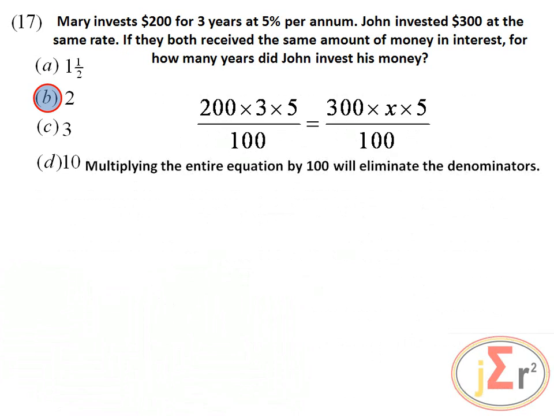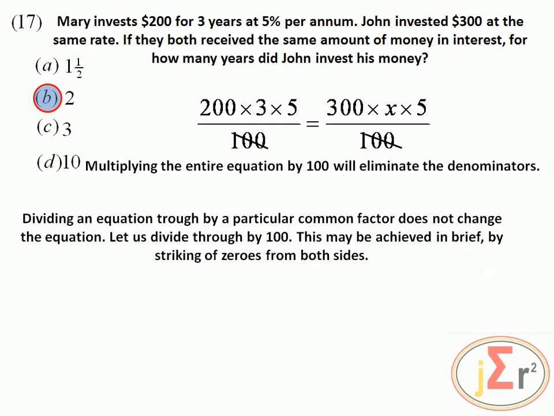There is the equation that we had from the previous slide. Multiplying the entire equation by 100 will eliminate the denominators. That is always a very good first step when we are solving equations. Eliminate the denominators by multiplying by the common denominator. Not difficult on this occasion because the denominators are the same. Those denominators are gone.